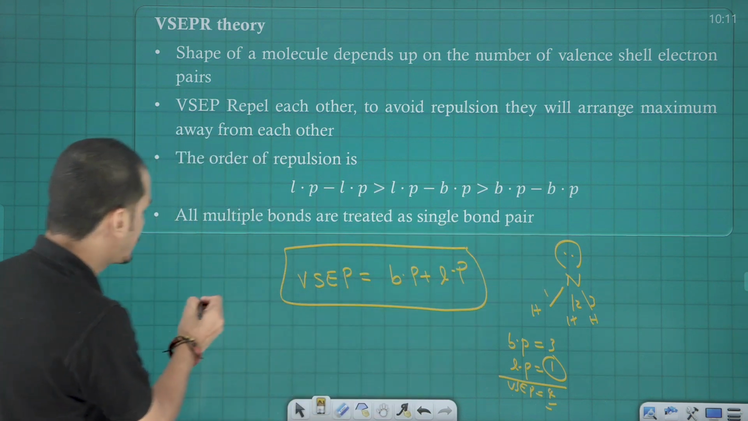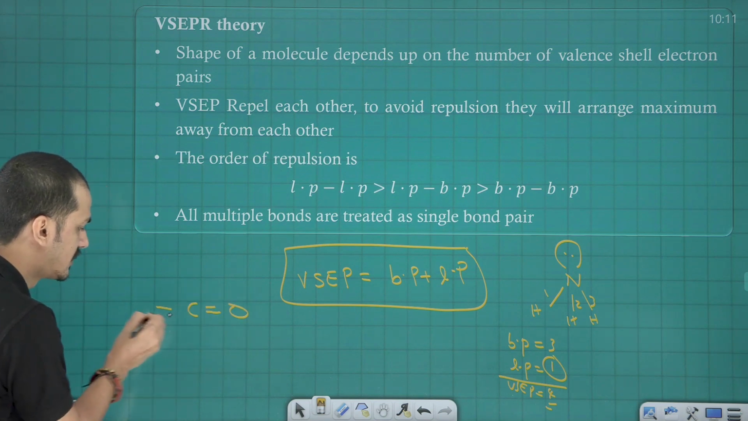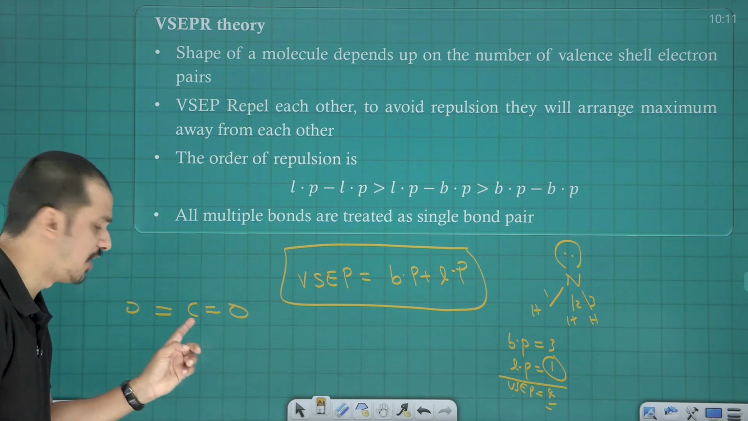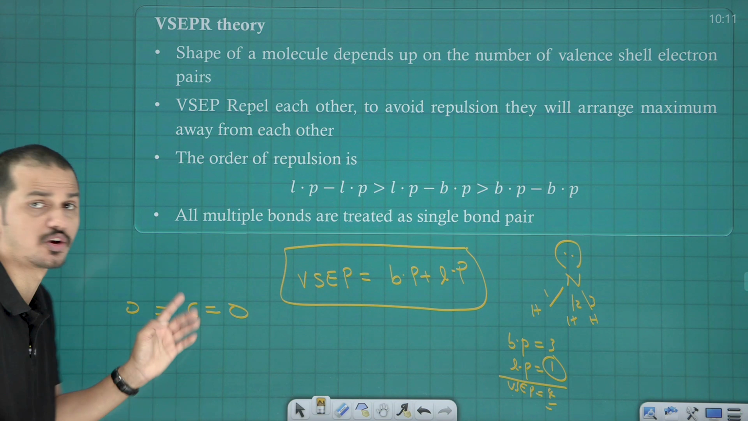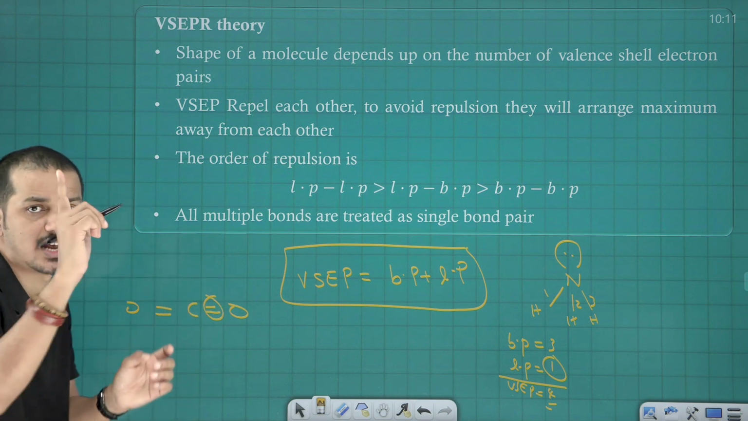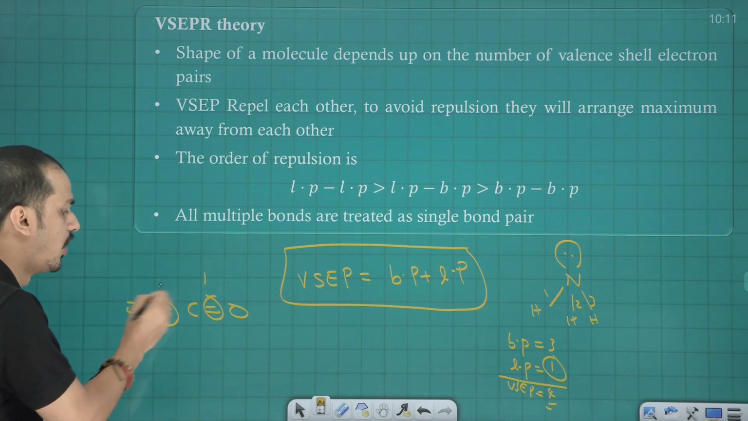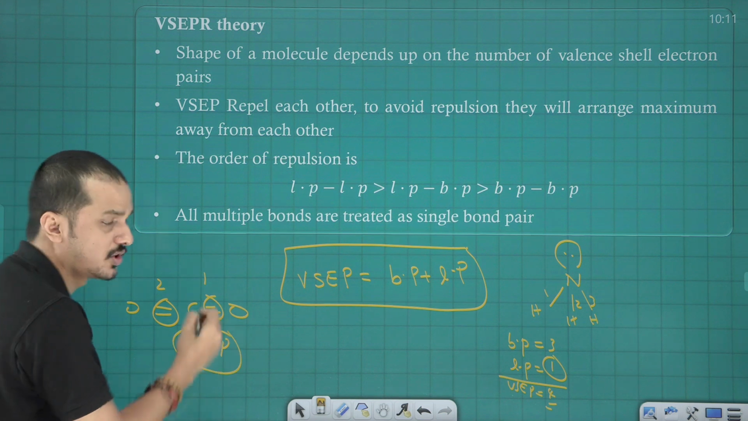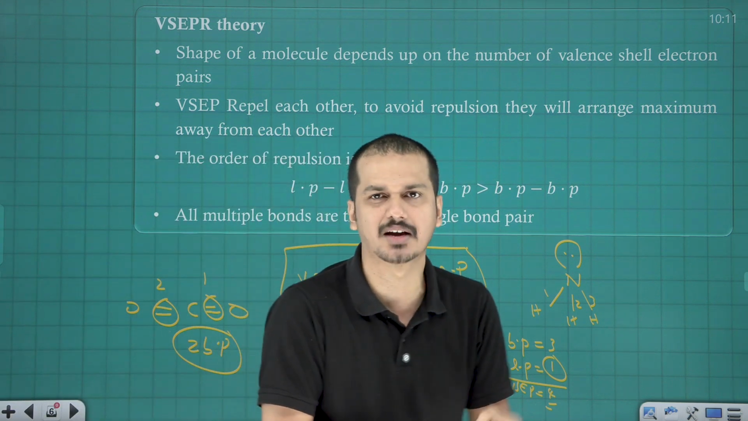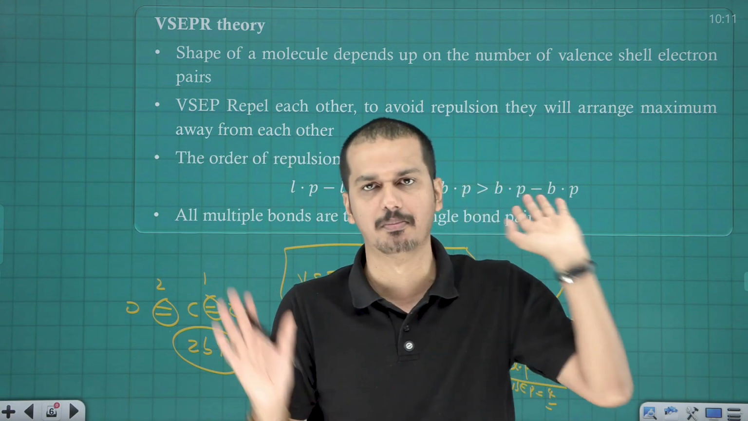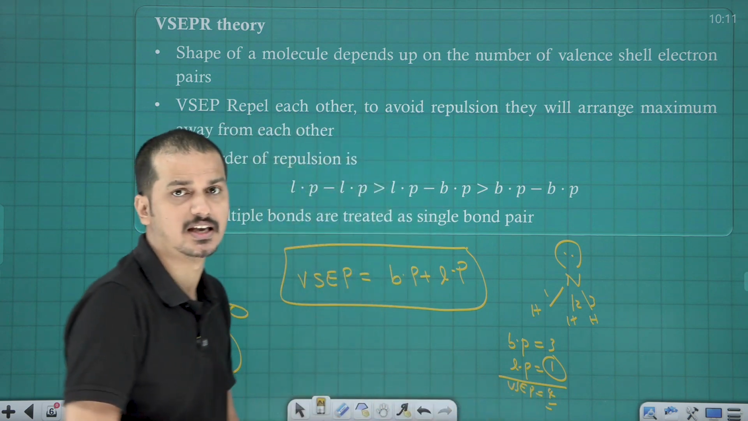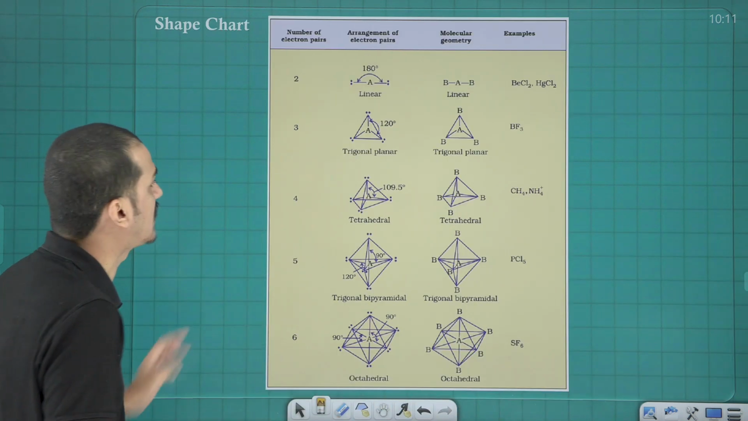Single bond pair. For example, if we are taking CO2, we have to count the bond pairs, not as 1, 2, 3, 4. Not like that. This double bond we will consider as 1. 1 bond pair, 2 bond pair, 2 bond pair. Like that we have to consider. So if there is a double bond or triple bond, we will treat it as a single bond. This is actually the VSEPR theory. By using that, we must remember the shape of the molecule.